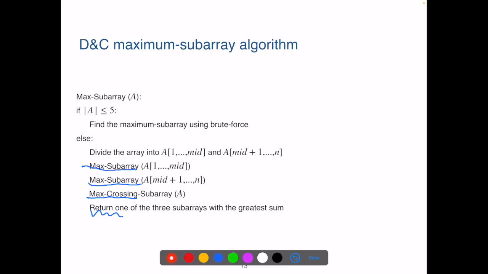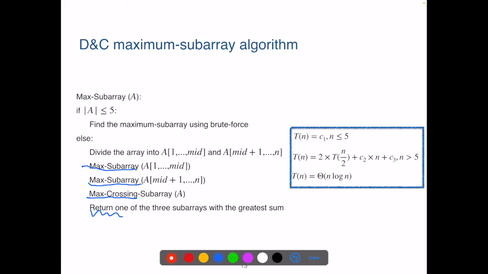We can write its recurrence like this, and we see that this is the same as the merge sort algorithm. So we know immediately that the divide and conquer maximum subarray algorithm has a complexity of theta(n log n). So it is indeed improved compared with the brute force algorithm, which has a complexity of n squared.